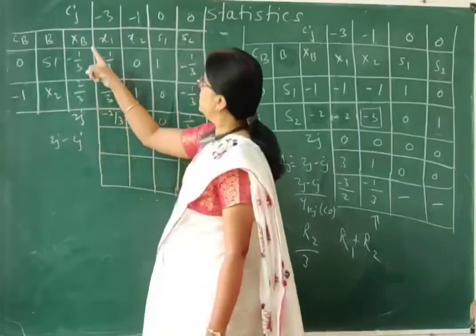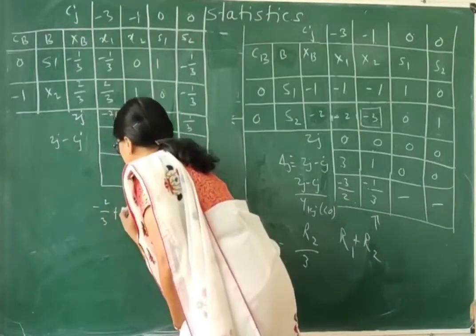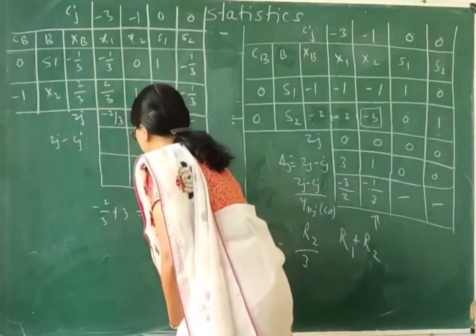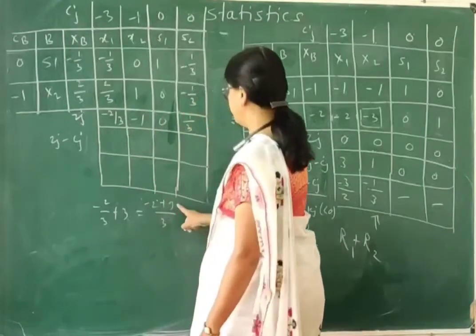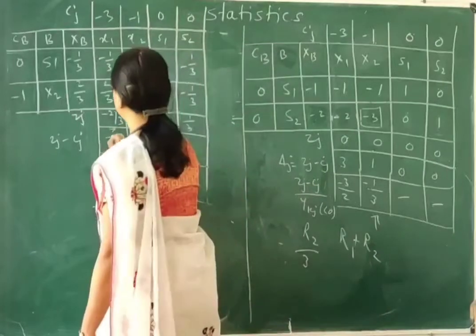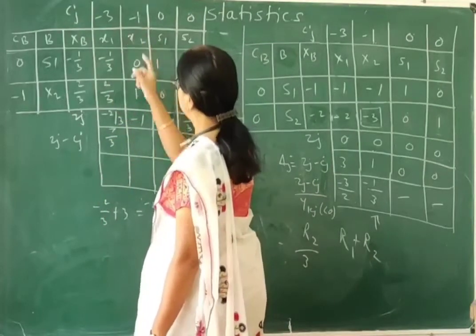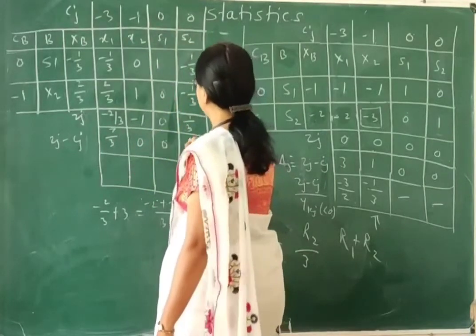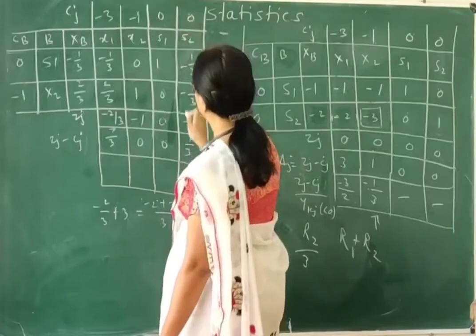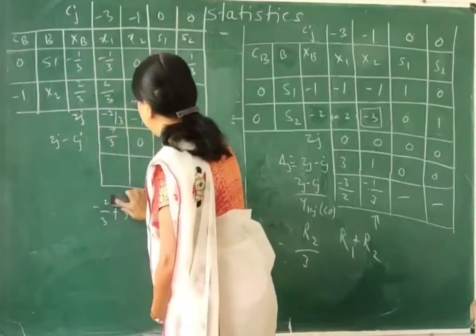Now the next is Zj minus Cj. So what do we have? Minus 2 by 3 minus minus 3, so it is minus 2 plus 9 by 3. How much is it? 7 by 3. Right? Now the next thing: minus 1 minus minus 1 will be 0. Then I have 0, 0. Then 1 by 3 minus 0, which is 1 by 3. Right? Okay.